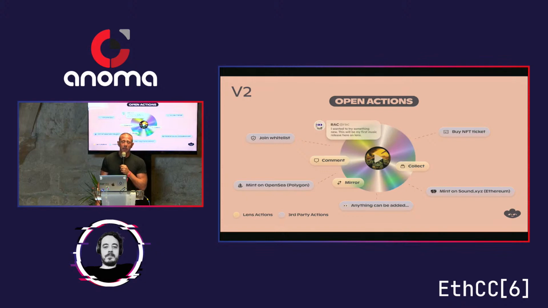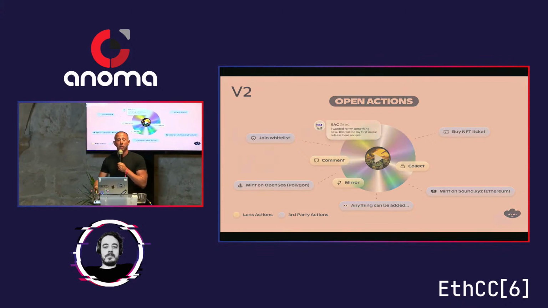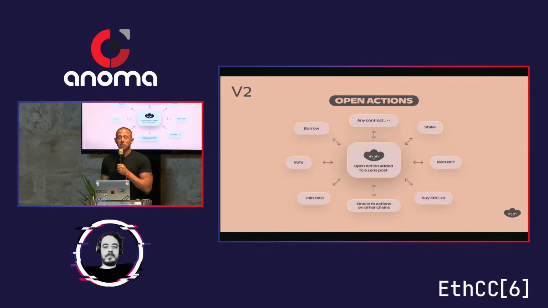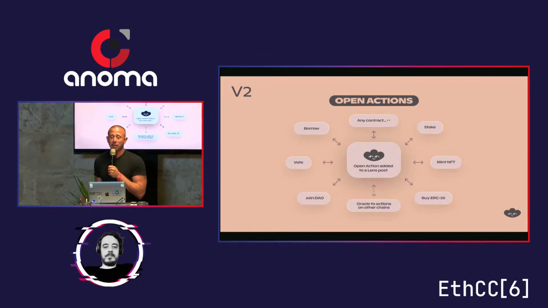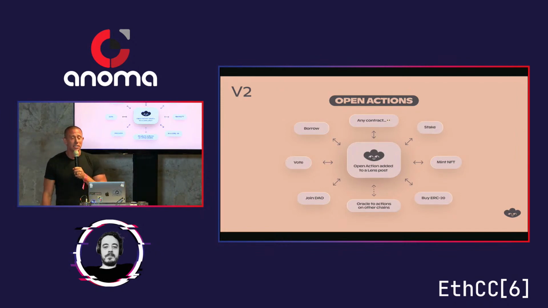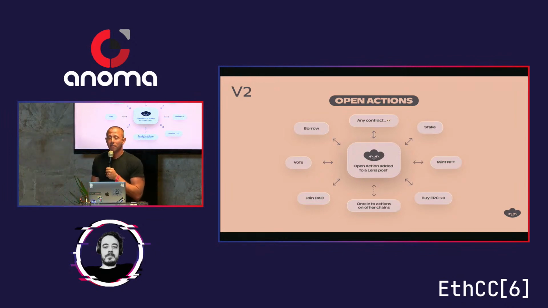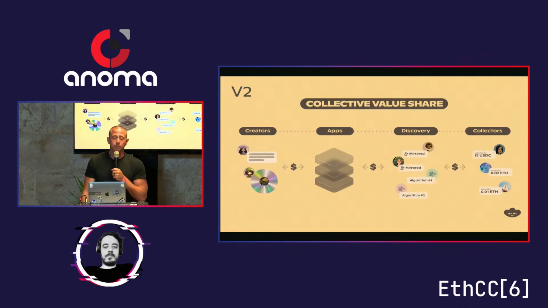We've implemented something called Open Actions, and Open Actions allow you to interact with any smart contract from within a Lens application. So for instance, you can borrow and lend and interact with all of the different DeFi protocols directly from a social app. You can mint NFTs, you can interact with OpenSea, you can join a DAO, you can vote, you can interact with oracles. This is unlocking a lot of interoperability and composability, I think, beyond what Lens offered in the past.